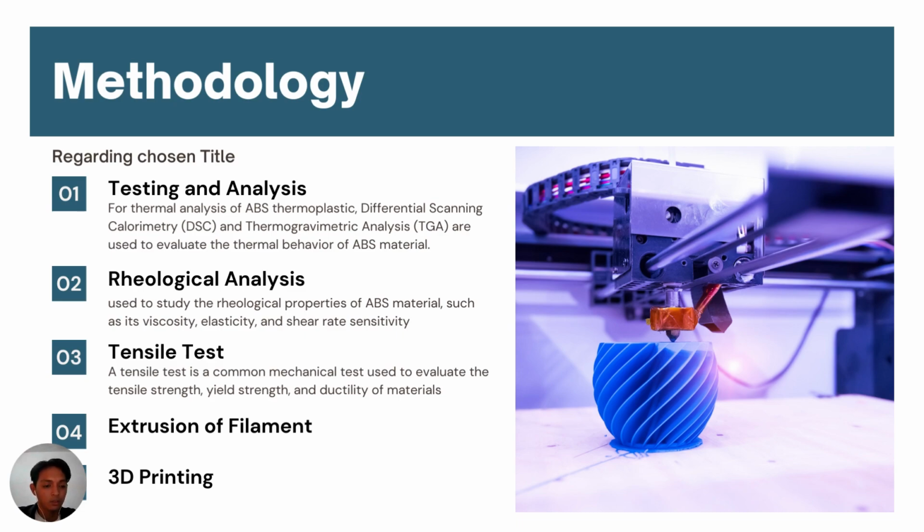Next, I'll be using the tensile test, which is a common mechanical test used to evaluate the tensile strength or its mechanical properties. The fourth one is extrusion of filaments using the filament extrusion machine that I can access at UNICL MFI, Fabrica branch. And lastly is 3D printing by using an FDM 3D printer.